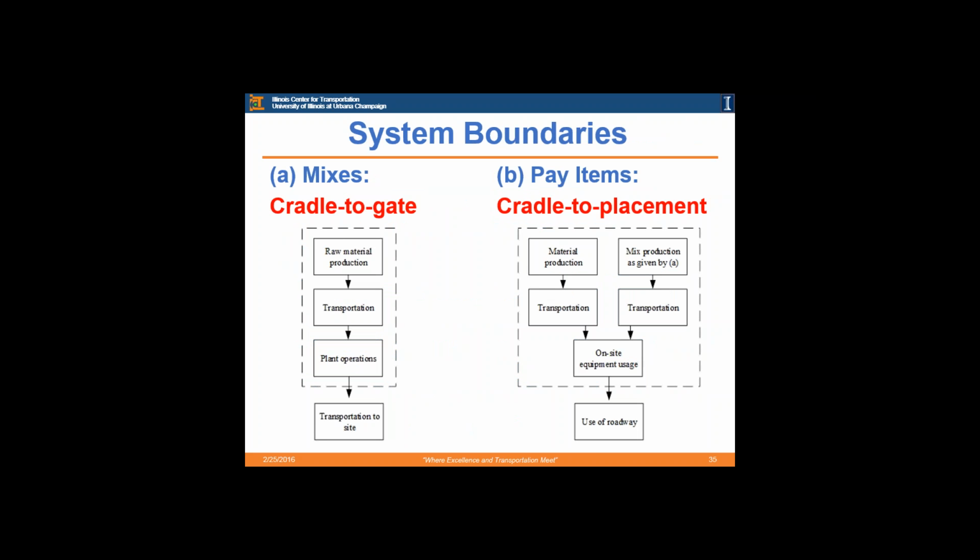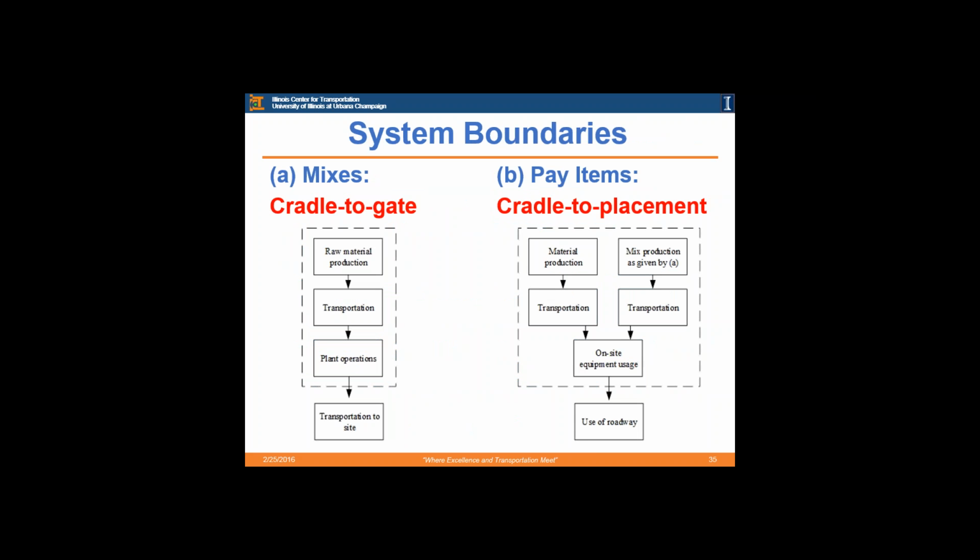So we defined the system boundaries of these 2 mixes and the pay items as cradle to gate, meaning the cradle from raw material production to transportation, plant operations, but then it ends at the gate of the plant. So that's where we stop counting the impacts. We don't consider transportation to site or anything after that.